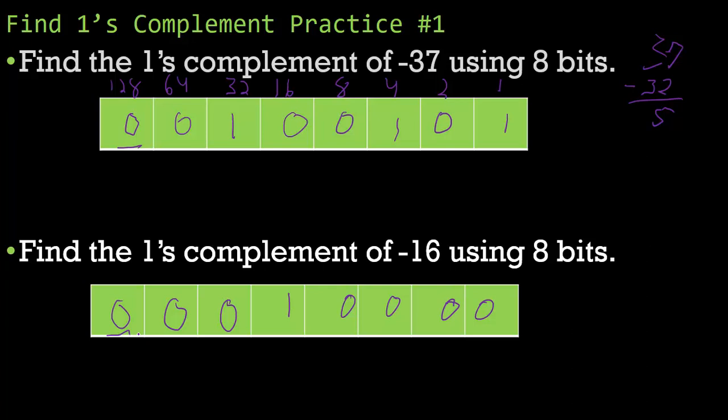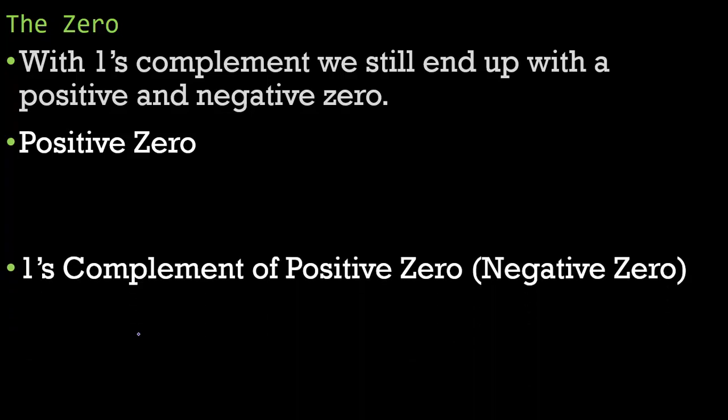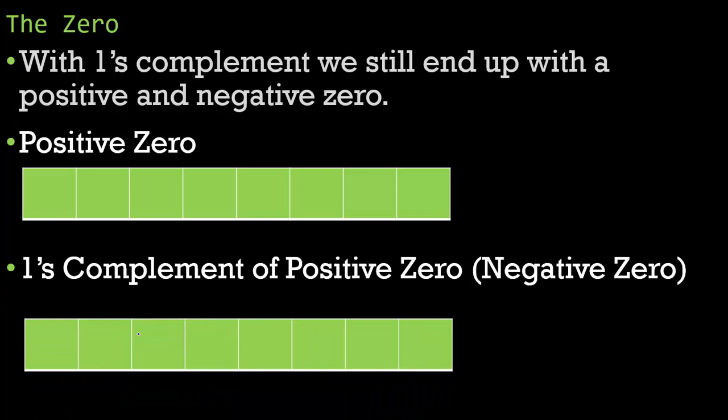It is that easy. Okay, so let's talk about the 0. With ones complement, you still end up with a positive and negative 0, just like we did earlier in the previous podcast. So the ones complement of positive 0 would be a negative 0. So I have some boxes. What would positive 0 be? Well, my first digit must show it's a positive number with a 0. Well, what's the value of 0? Zeros, all zeros. So that is positive 0.